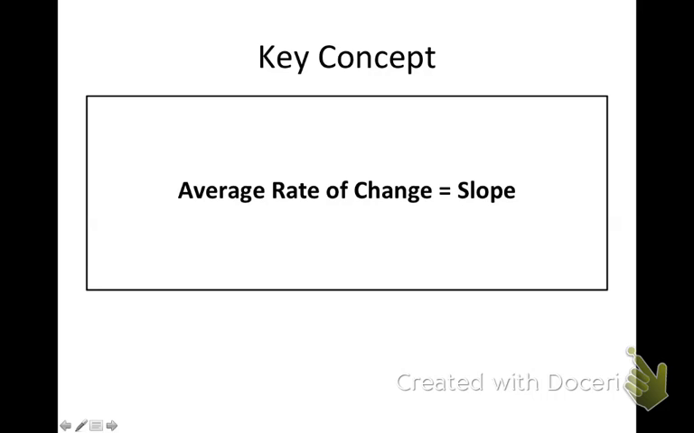So if you ever are asked to find average rate of change, all it's asking for is find the slope. And usually that will get attached to some type of graph in some type of word problem context. And you just have to count the rise over the run on the graph. Okay? 8 minutes.